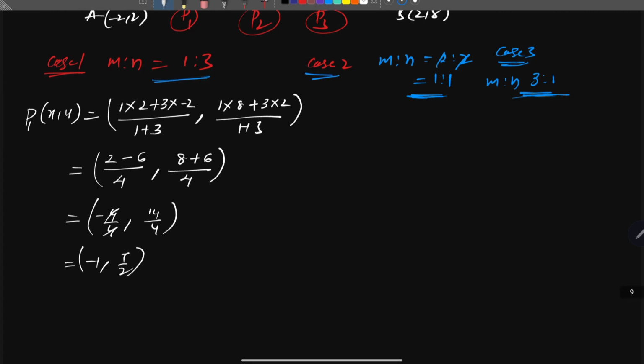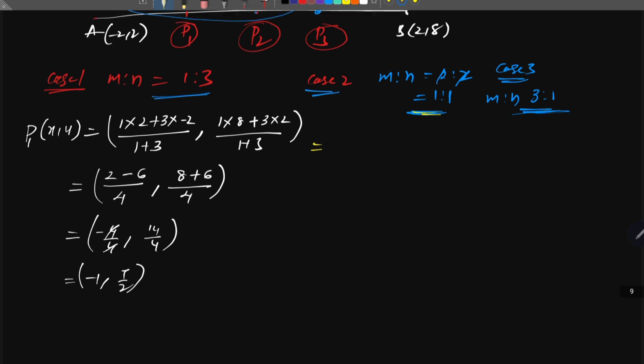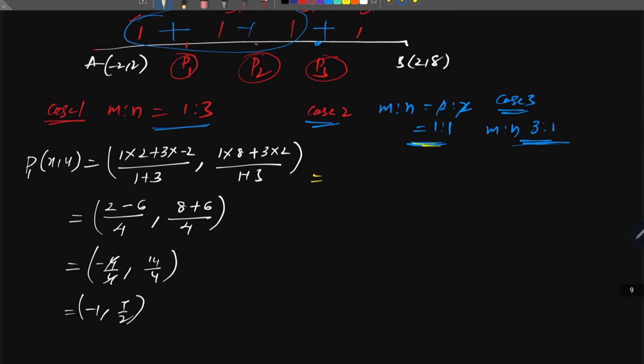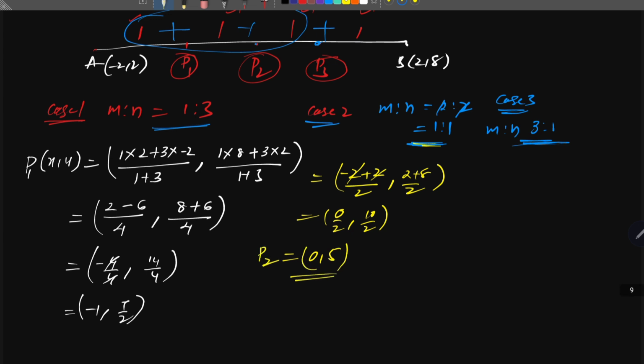So in case 2, 1 is to 1. So 1 is to 1 in the sense a midpoint. So the midpoint formula applies directly: minus 2 plus 2 divided by 2, comma, and 2 plus 8 by 2. Okay, plus 2 minus 2 cancel, 0 by 2, comma, this addition is 10 by 2, which gives 0 comma 5. So this is the location P2.